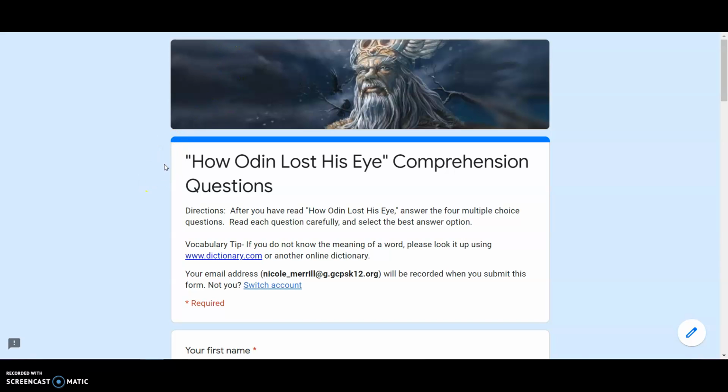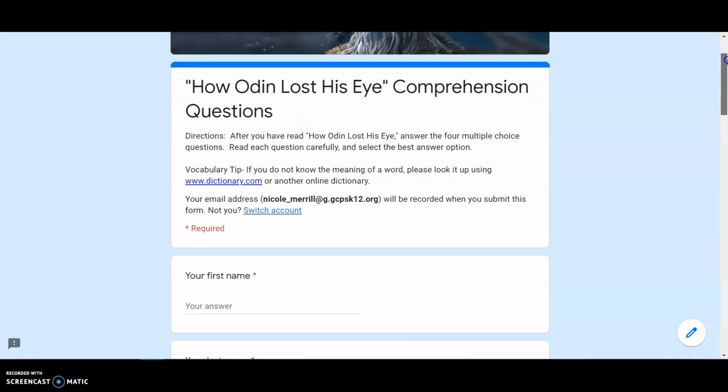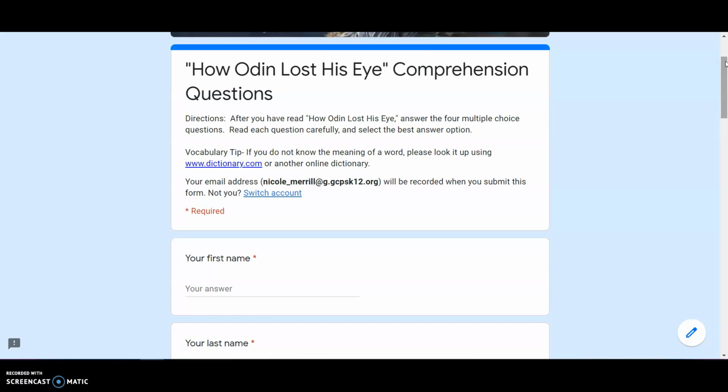How Odin lost his eye, comprehension questions. Directions. After you have read how Odin lost his eye, answer the 4, yes, that's right, only 4 multiple choice questions. Read each question carefully and select the best answer option. Yes, today you only have 4 multiple choice questions. However, these questions will help you and set you up for tomorrow's written response question that connects to this story. So no new story for Thursday.